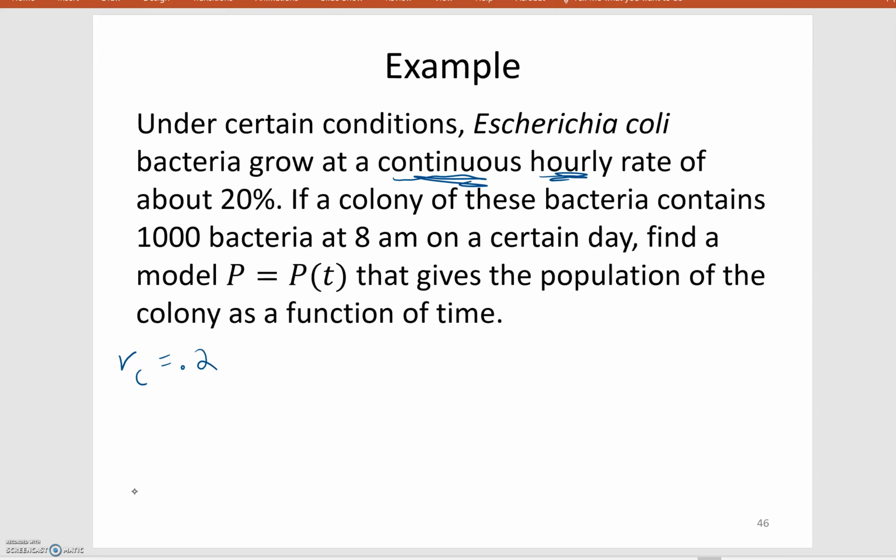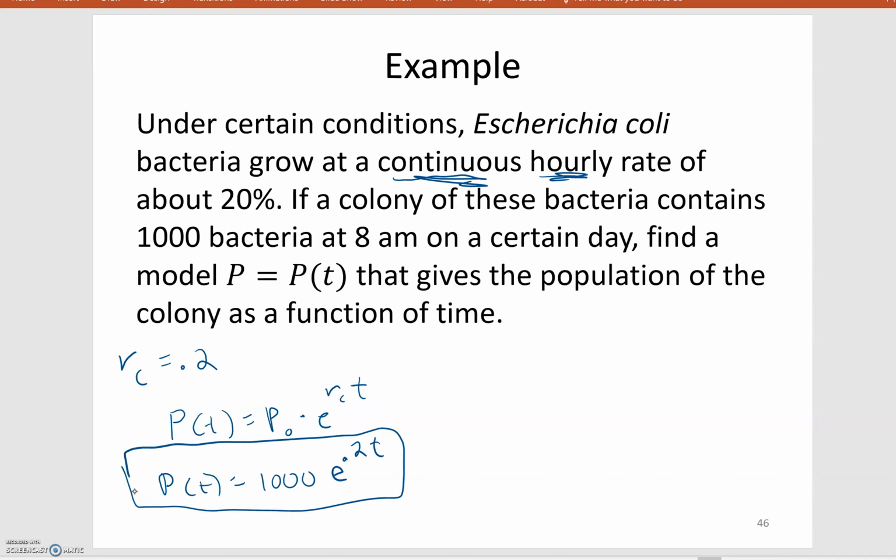Well, since we know that this is going to be a continuous growth model, my model form is going to look like this. Okay? And I know that my initial value is 1,000. I know that my growth rate, my continuous growth rate, is 0.2. And there we go, easy enough. That is my continuous growth model.